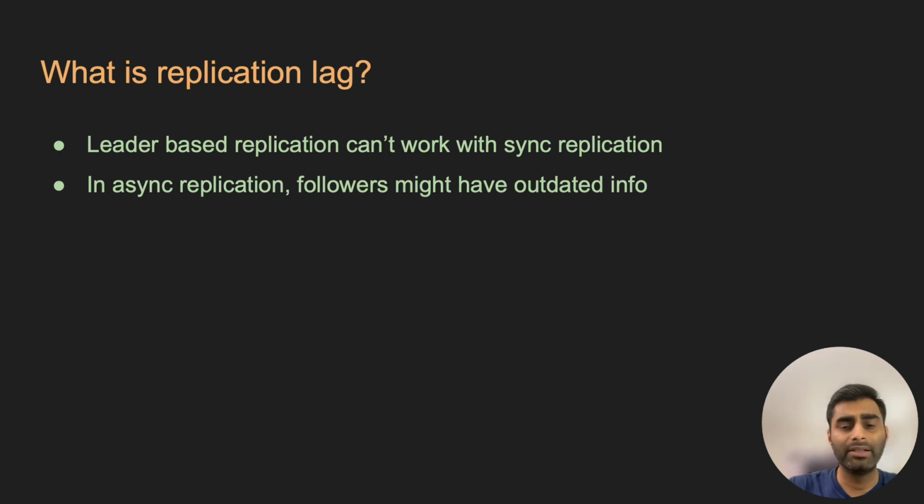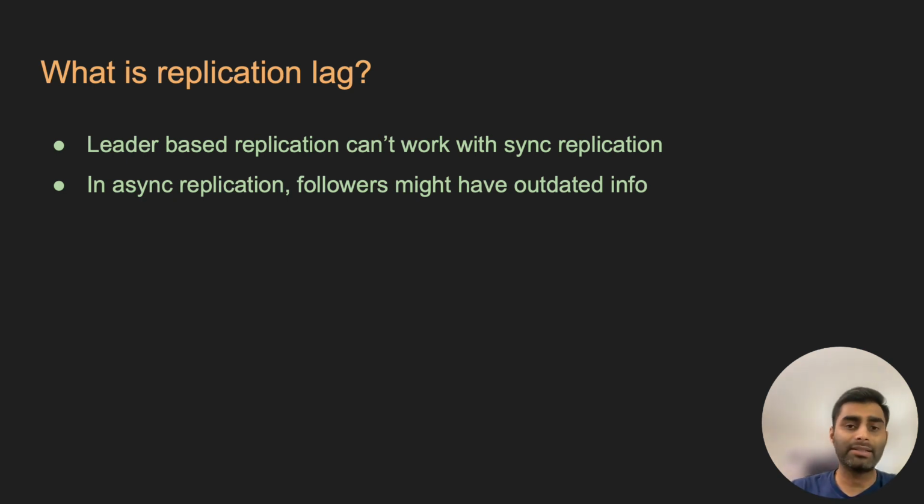Now, if an application reads from an async follower, it may see outdated information if the follower has fallen behind, and this leads to inconsistencies in the DB. For example, if you run the same query on the leader and a follower at the same time, you might see different results because not all the writes have been reflected in the follower.